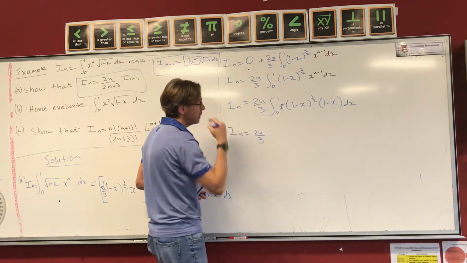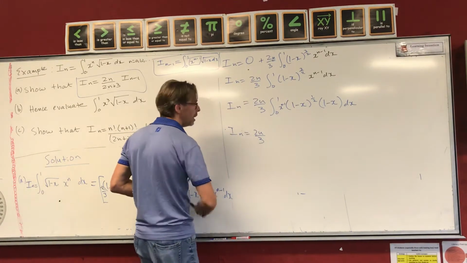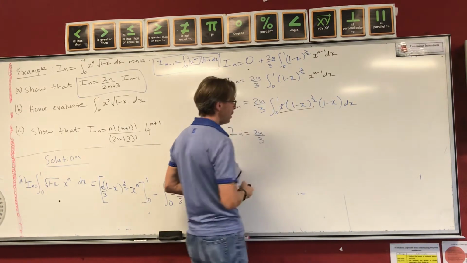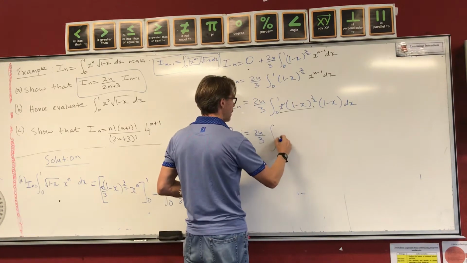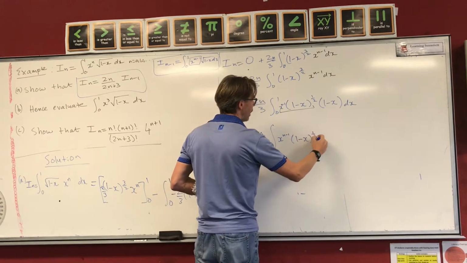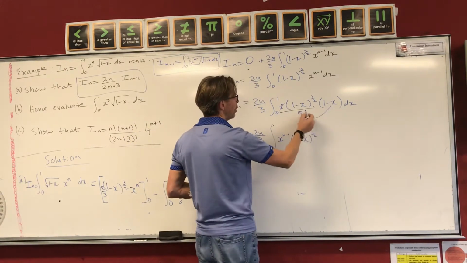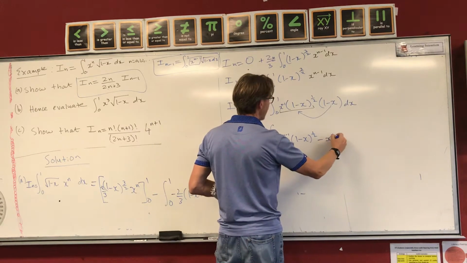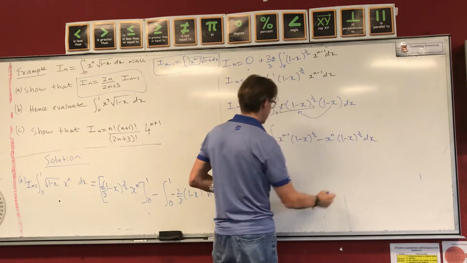Okay, now I'm going to expand the brackets here. Alright, so I'm going to take the 1 and multiply it by this whole thing. So that's going to give me x to the n minus 1, 1 minus x to the half, and then I'm going to take the minus x and multiply it by the whole thing as well there. So that's going to be minus x to the n, 1 minus x to the half dx. Okay?